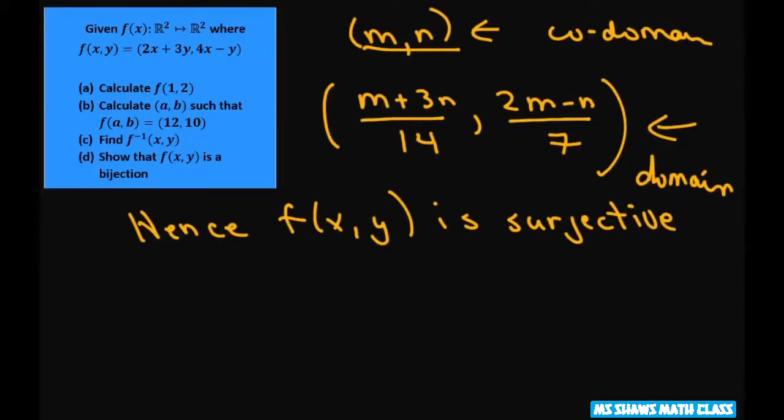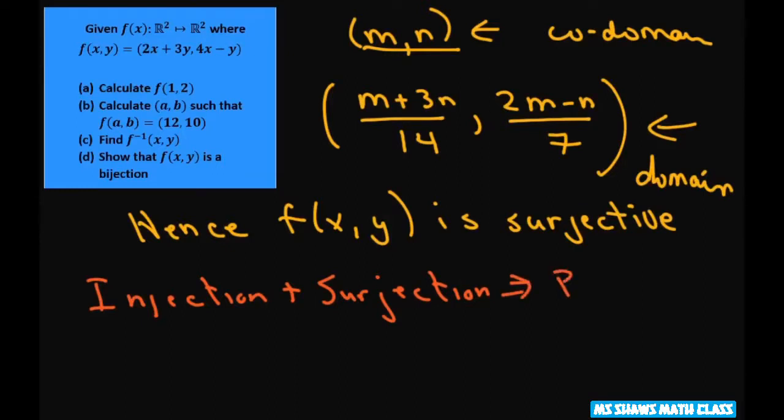And then to show that it's a bijection, you just say, well, it's injective. So we'll just put injection plus surjection. If it's both, which it is, then it's a bijection.